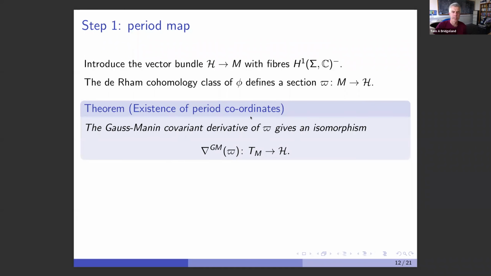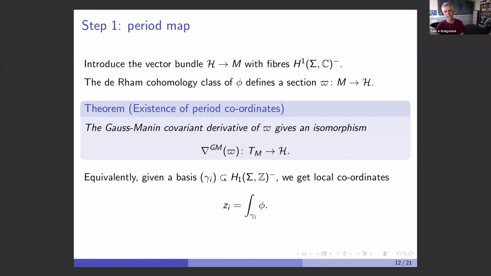And then the theorem, I'm not sure who to attribute this to, maybe Hubbard or Mazur. It's the following. This bundle has an obvious Gauss-Manin connection on it because as you vary the curve and the quadratic differential, these sigmas form a nice smooth family. So their cohomology has a Gauss-Manin connection on it. And so you can differentiate this section with respect to that connection. That will give you a map from the tangent bundle to the bundle. And the claim is that this is an isomorphism.